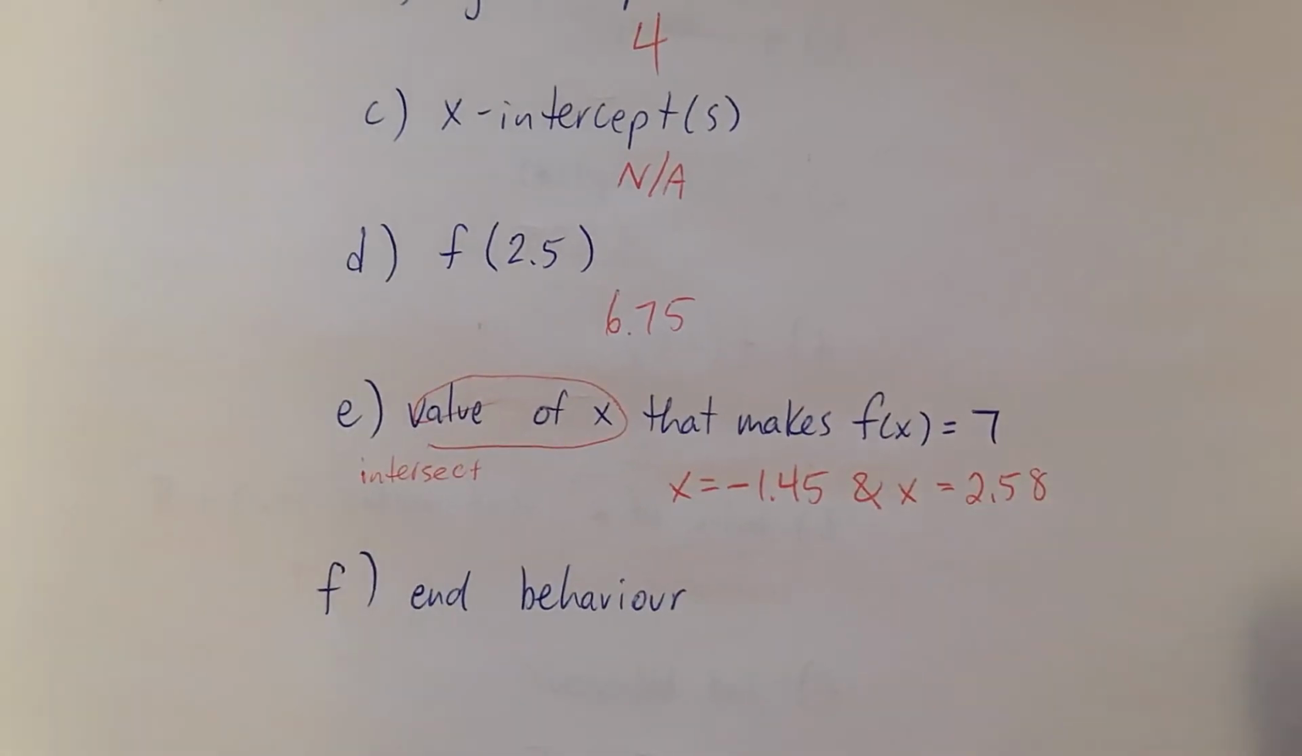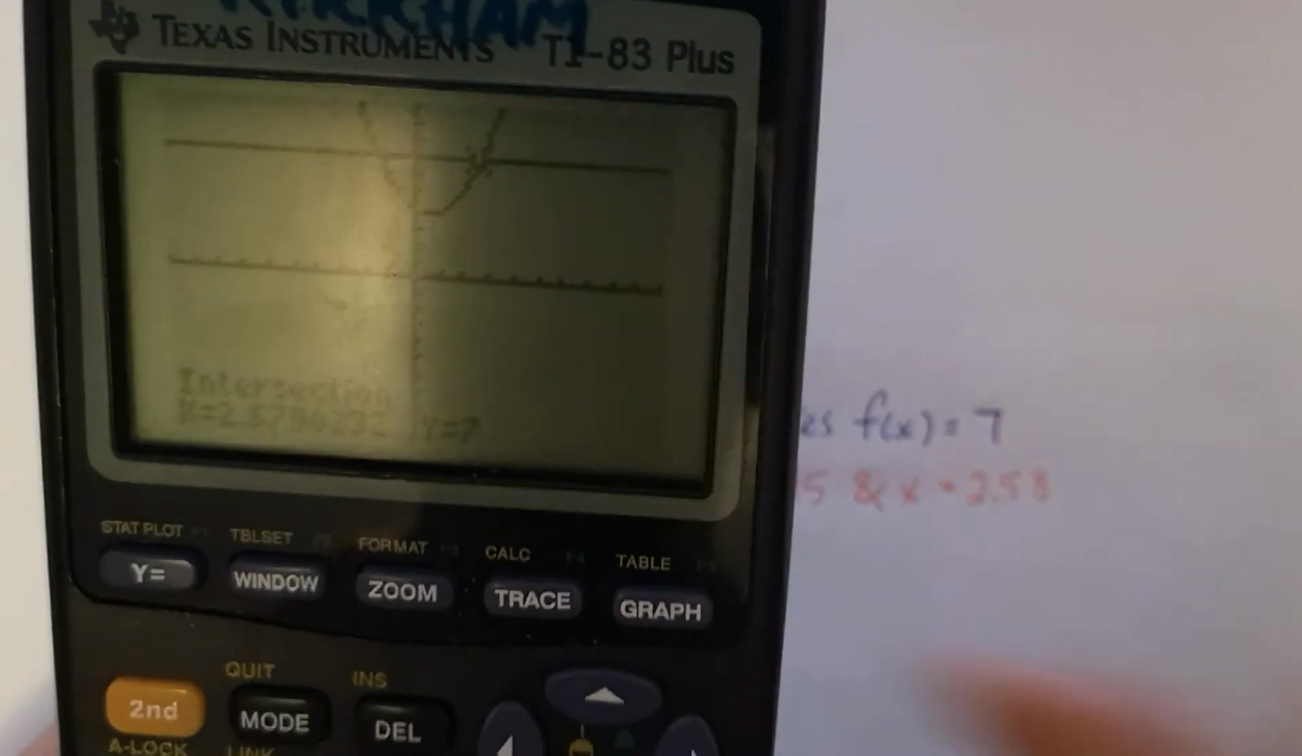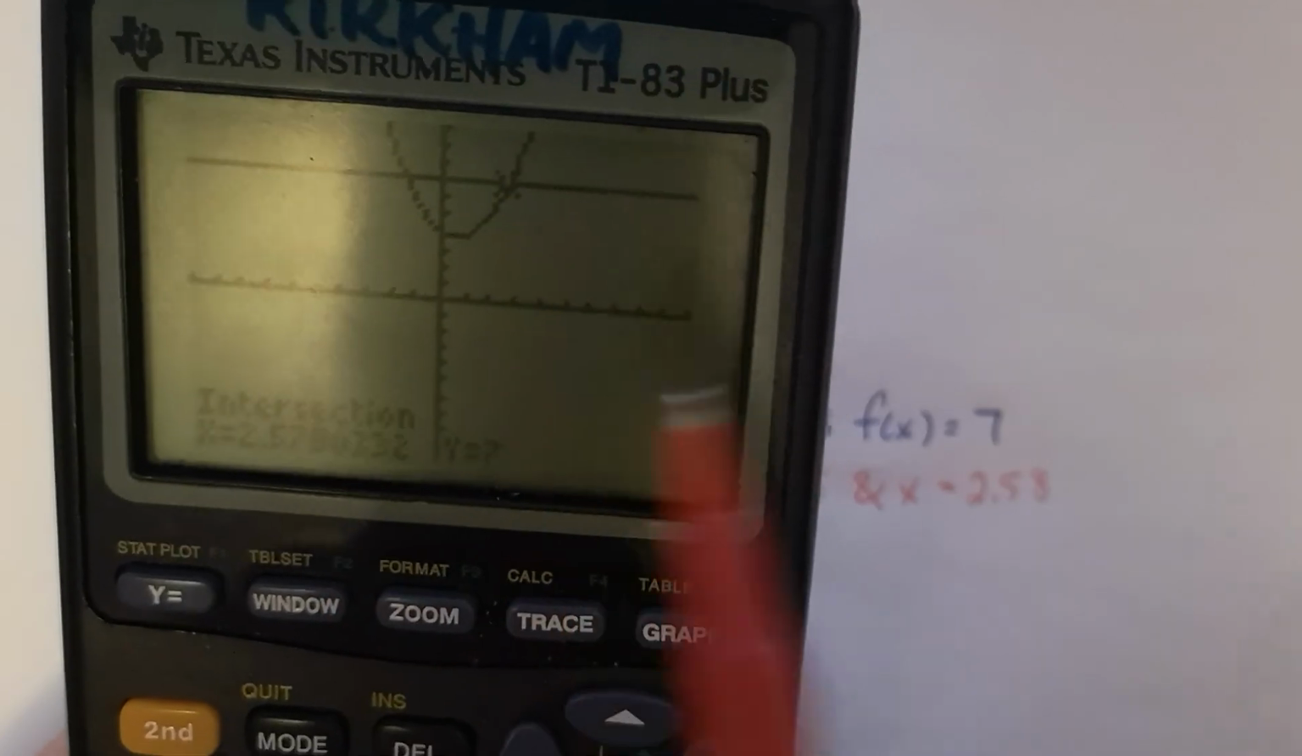All right, end behavior, well, that shouldn't be too bad. Let's look at our graph again. Looks like it's going to be 2 to 1.